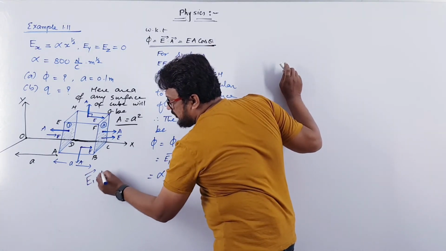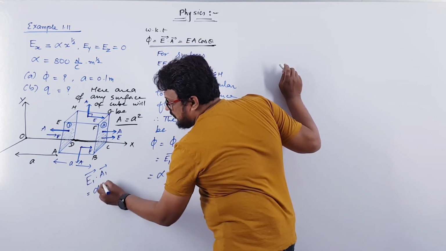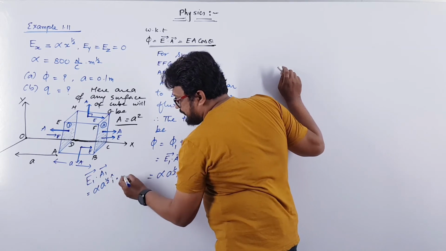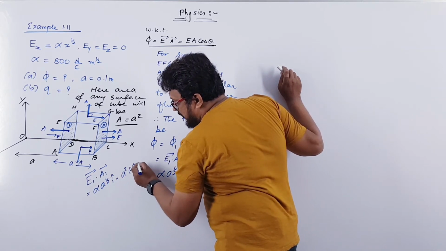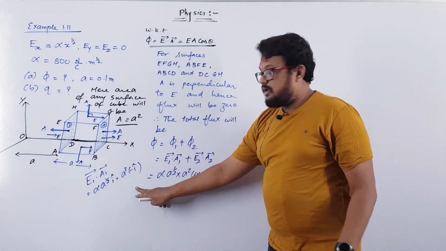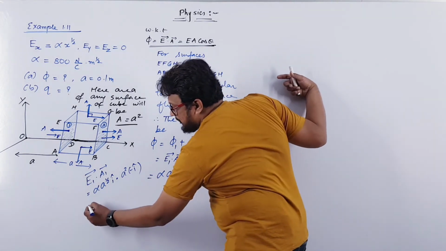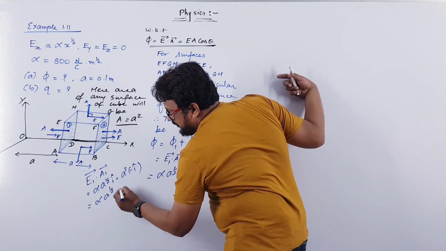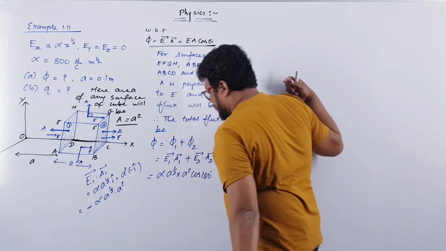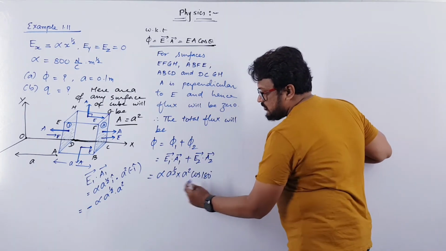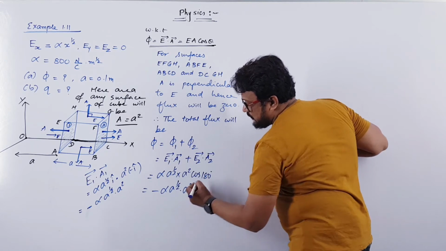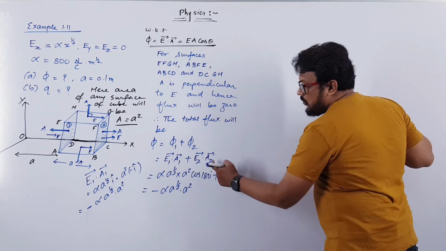Vector E1 dot A1 will be equal to alpha a raised to half i cap dot a square into minus i cap. Why minus i cap? Because this area is along the negative x-axis, so minus i cap, right? So this will be minus alpha a raised to half into a square. Here also cos 180 is minus 1. Plus, what about E2?